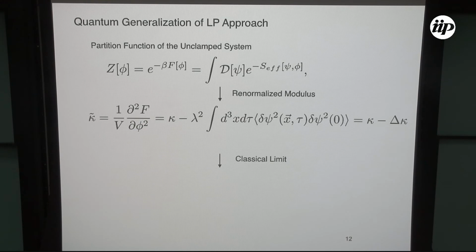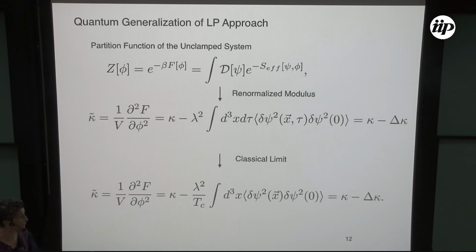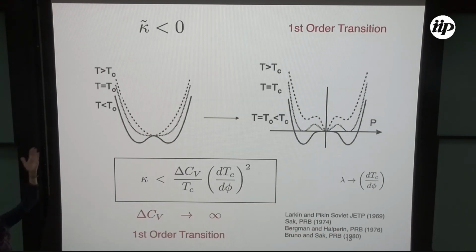In the classical limit, of course, we have no time dependence, so we can write it in this way. And now we're very interested in what this correction is. In fact, these are just energy fluctuations, so we see that we get a recovery of our criteria. Indeed, what we find is that kappa tilde is less than 0. If the effective bulk modulus is less than 0, that means we have a macroscopic instability. And so we have a first order transition.